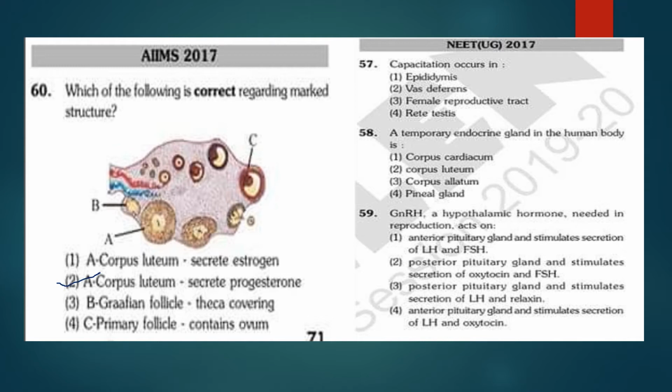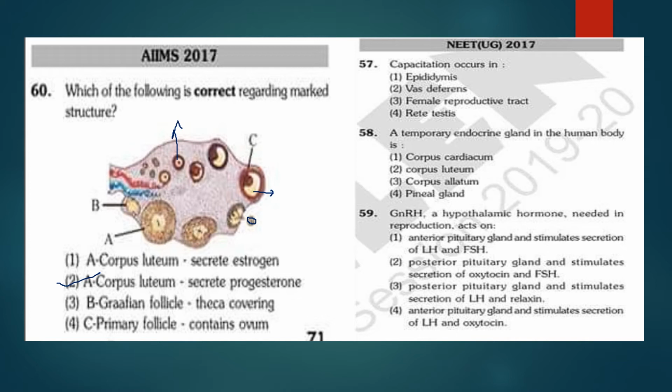B is Graafian follicle. This is not the Graafian follicle. This is the corpus albicans. Okay. C is primary follicle. This is the primary follicle, but the antrum cavity is being developed. If the antrum cavity is developed, it is the tertiary follicle, and this is the mature follicle, that is the Graafian follicle. From this Graafian follicle only, the ovum is being released out. Mature follicle. So the correct one is the second one.